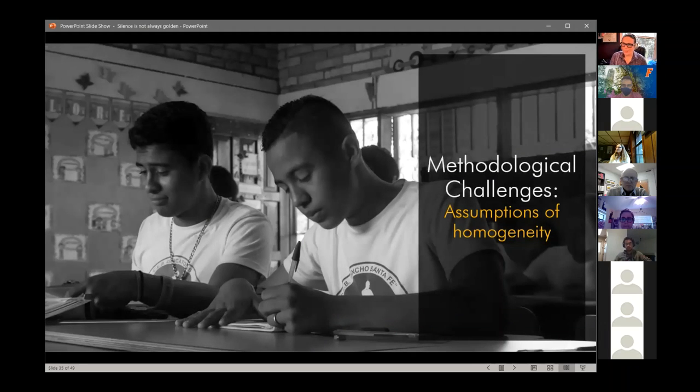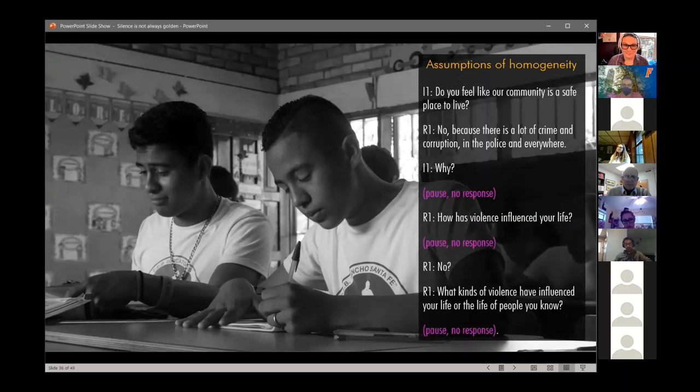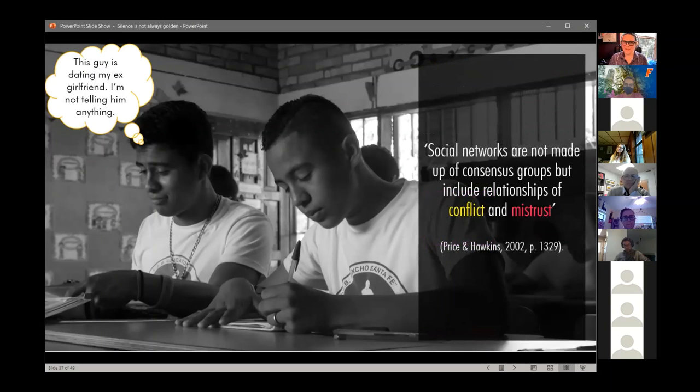So then we also come to assumptions of homogeneity. And this is where, when I first tried this method, I just made a huge mistake, right? So here's a great example. As you can look down in the purple, you'll see pause, no response, pause, no response, pause, no response. It was just like my interviews or my focus groups where I was getting zero information, right? So what happened there? Well, it's as simple as this great quote: social networks are not made up of consensus groups, but include relationships of conflict and mistrust, right?